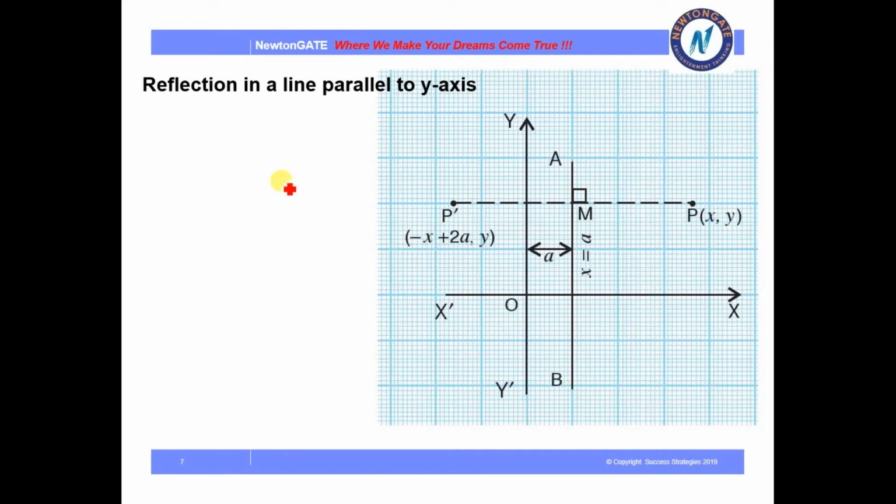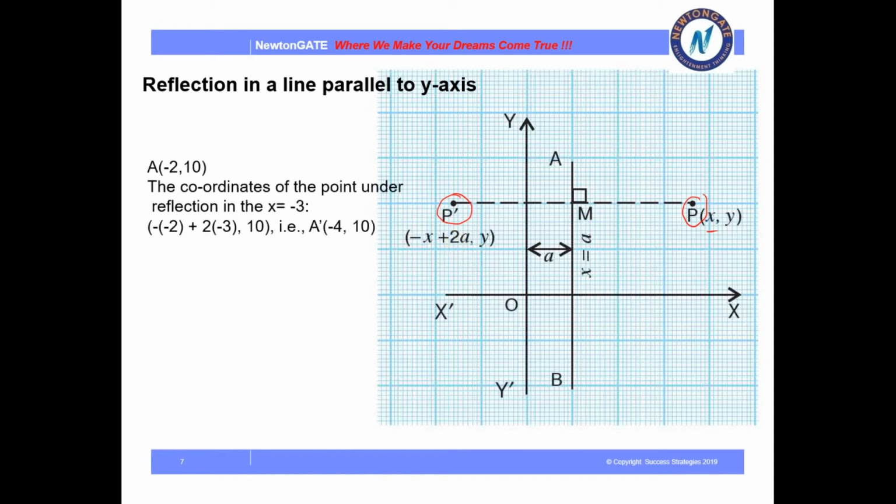Now for a line parallel to the y-axis, the equation is x is equal to a. What happens when P is reflected on this line x is equal to a? The coordinates of P dash, what does it become? The x value changes to minus x plus 2a and y remains the same. So let's take an example.